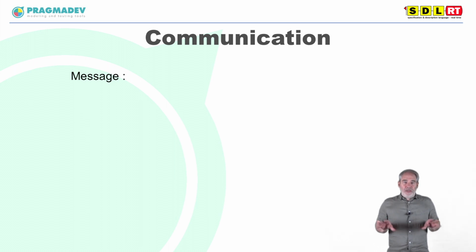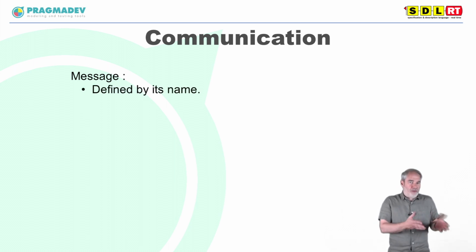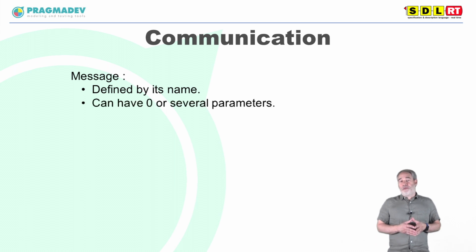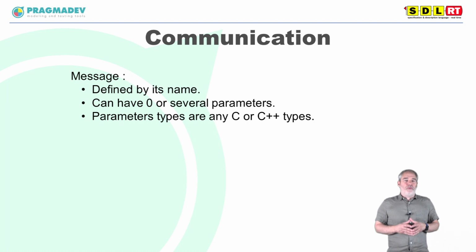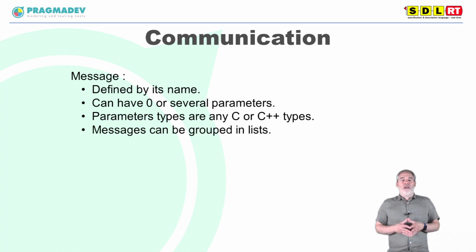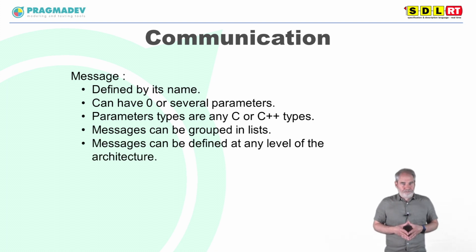A message is a piece of information which is sent from an agent to another agent. A message is defined by its name. It can have 0 or many parameters. Parameter types are any C or C++ types. Messages can be grouped in lists. Messages can be defined at any level of the architecture.